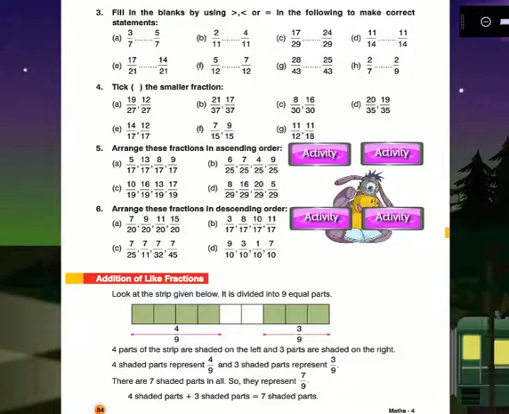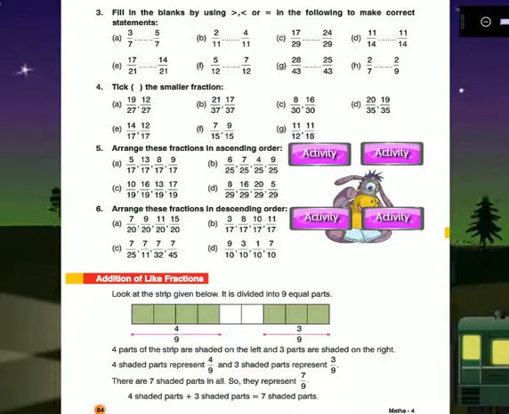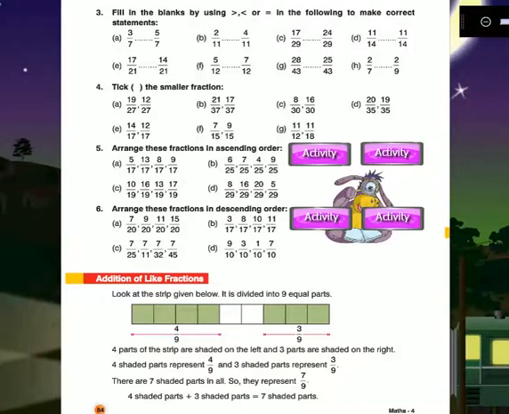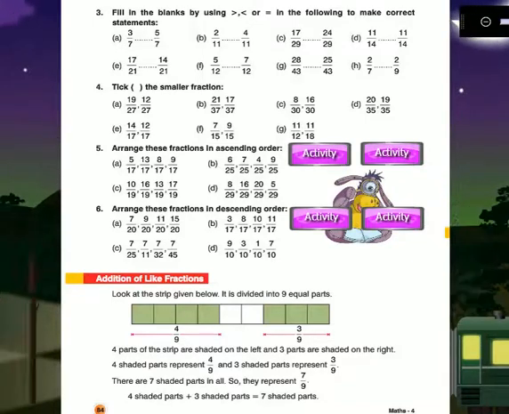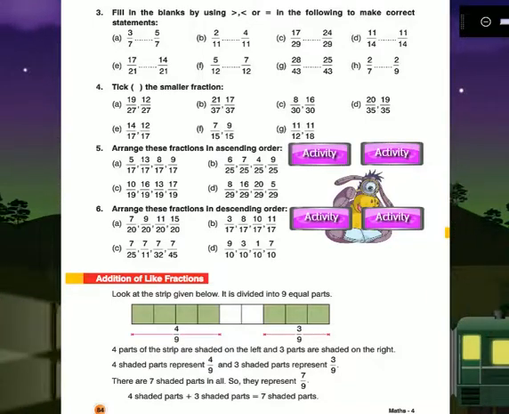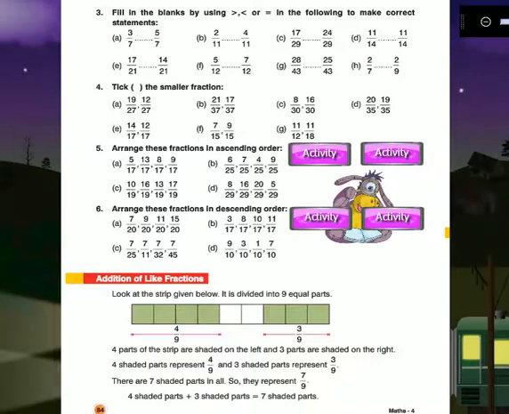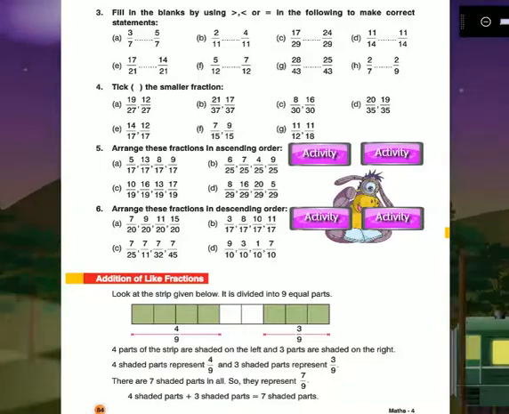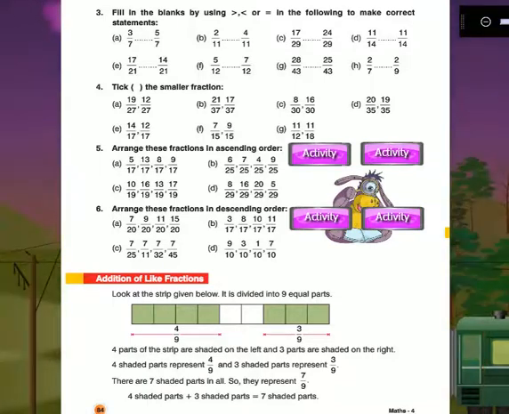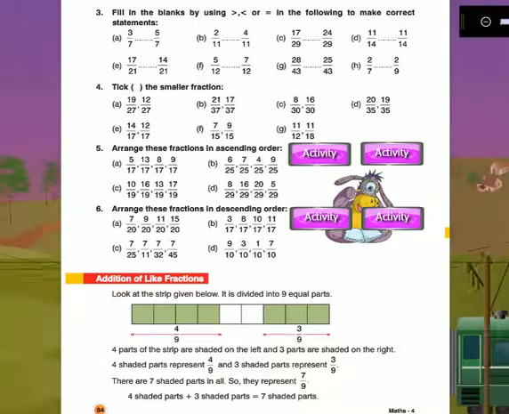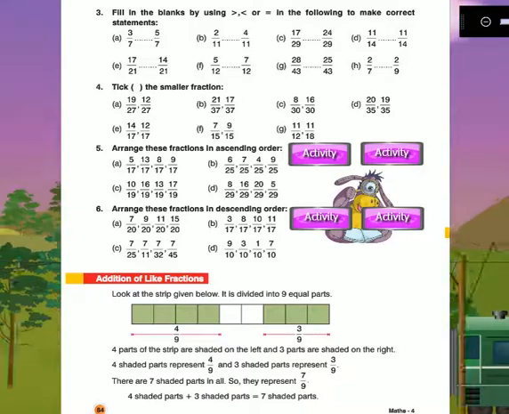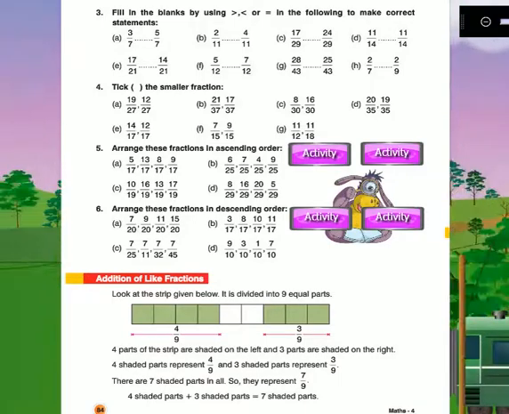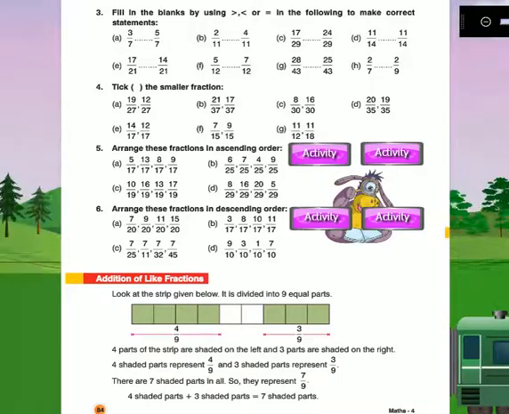Addition of like fractions. Look at the strip given below. It is divided into 9 equal parts. 4 parts of the strip are shaded on the left and 3 parts are shaded on the right. 4 shaded parts represent 4 by 9 and 3 shaded parts represent 3 by 9. There are 7 shaded parts in all, so they represent 7 by 9. 4 shaded parts plus 3 shaded parts is equal to 7 shaded parts.